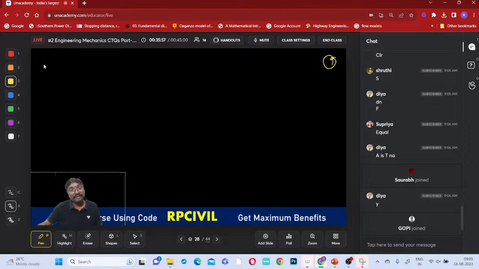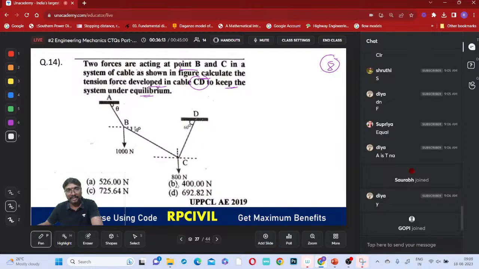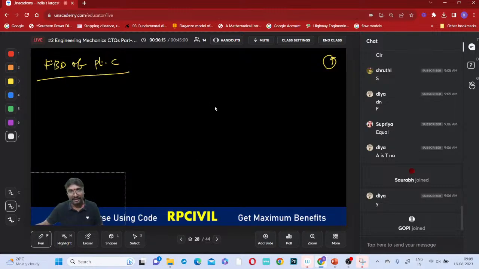Now you consider which one? This is a free body diagram of which point? That is point C you have to consider now. What is the free body diagram of this point C? You can say here the force 800 newtons is acting in this downward direction.